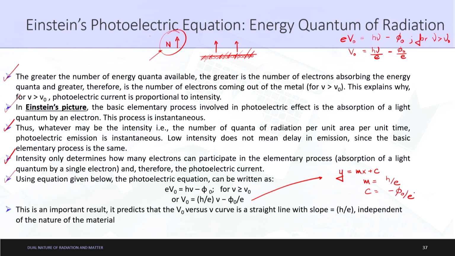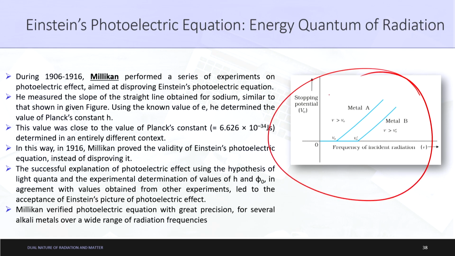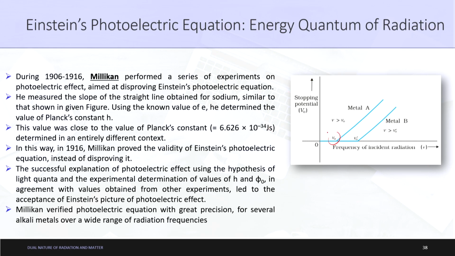Okay. This is independent of the nature of the material. It does not depend upon the nature of the material. So, there is no phi naught here, and it can be said that the slope is always constant, which is equal to h upon E. So, this slope is what has been talked about, equal to h upon E. That is why, even for different metal surfaces, the value of slope is always constant.